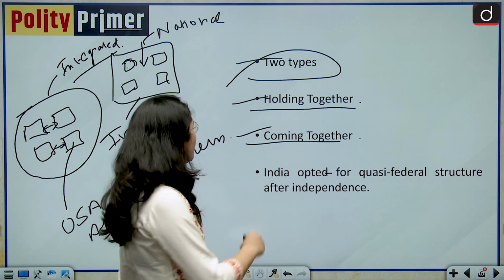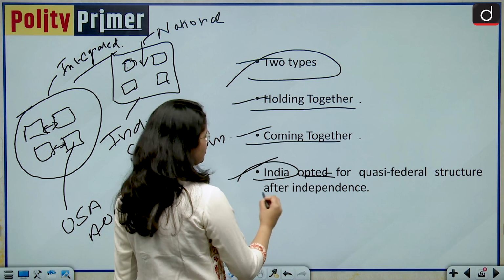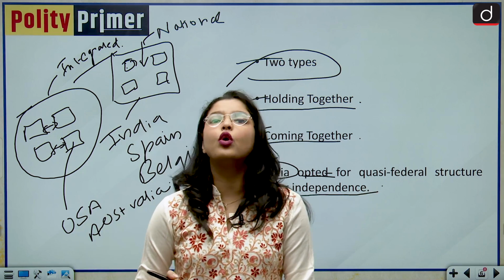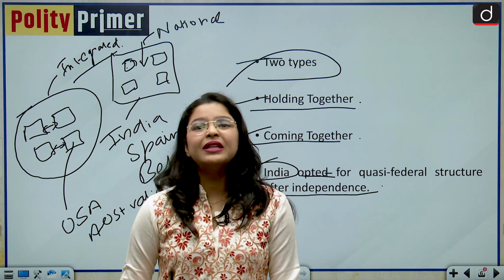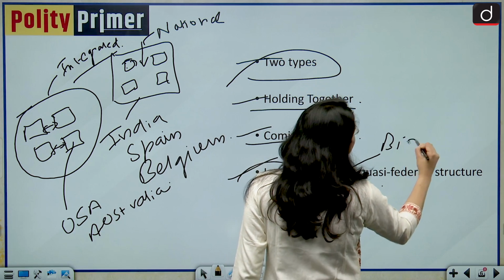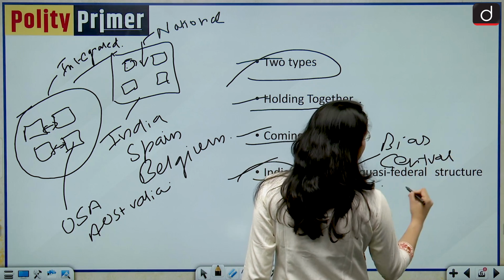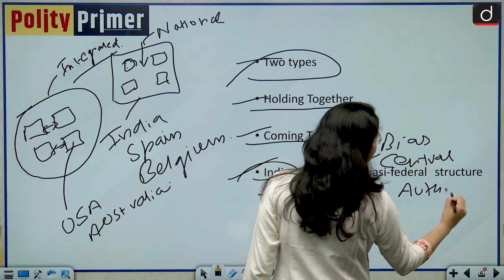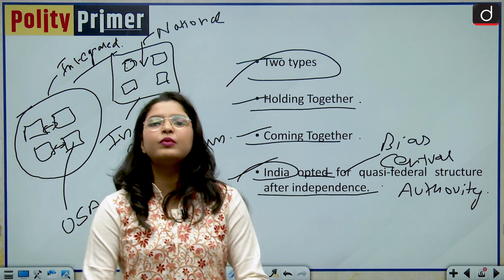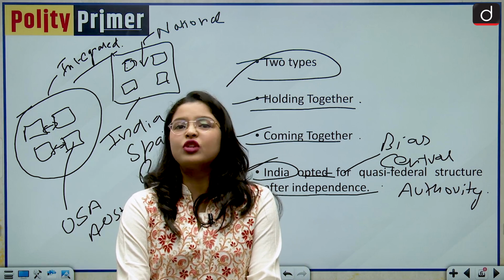So if you talk about India, India has opted for a quasi-federal structure after independence. What do we understand by this quasi-federal structure? That means it has a bias or a tilt towards central authority. So let me know in the comment box below who has opined that India has a quasi-federal structure.